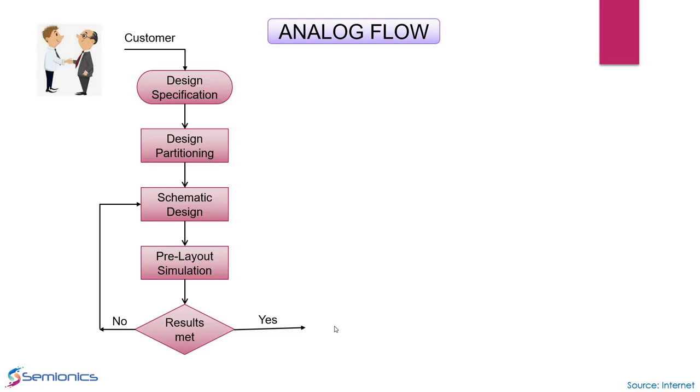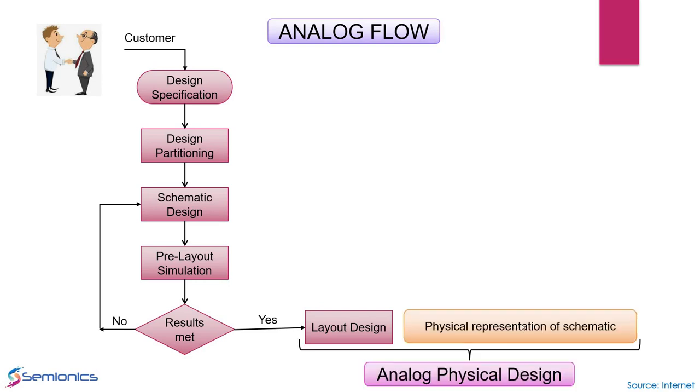So what happens in the next phase? If it's yes, then we go towards the layout design. So what is layout design? Layout design is a physical representation of your schematic. We also call it analog physical design. Until this stage, everything was in the computer in the form of schematics. From this stage onwards, we move towards the actual physical implementation of the design.